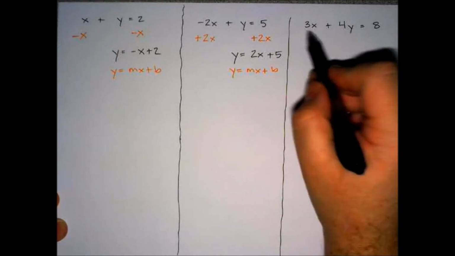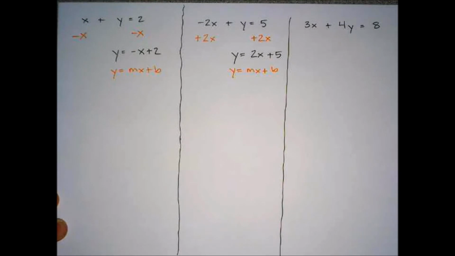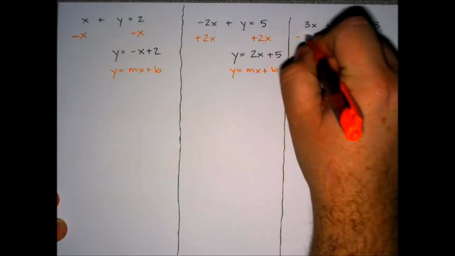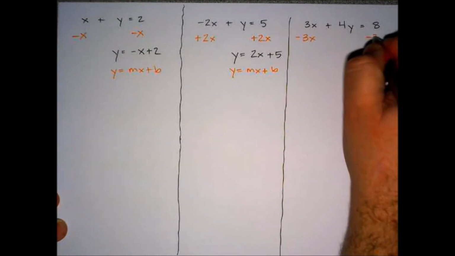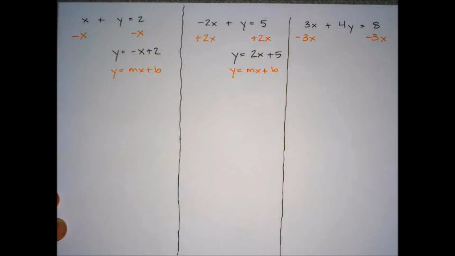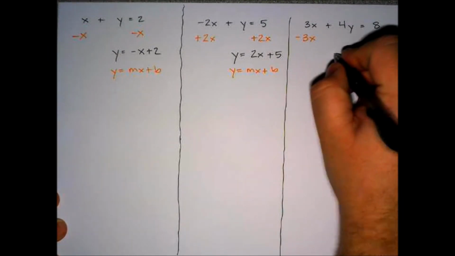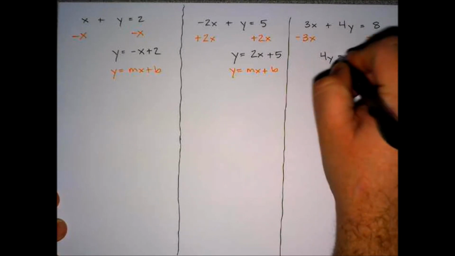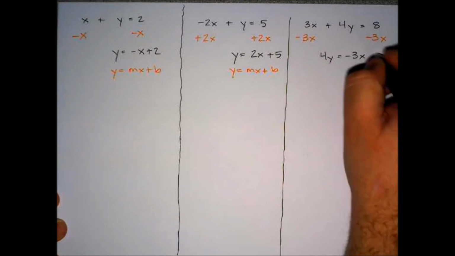Now the third one is positive 3x. So we're going to subtract the opposite sign. So we're subtracting 3x from both sides. It cancels out the 3x there. We're left with 4y equals negative 3x plus 8.